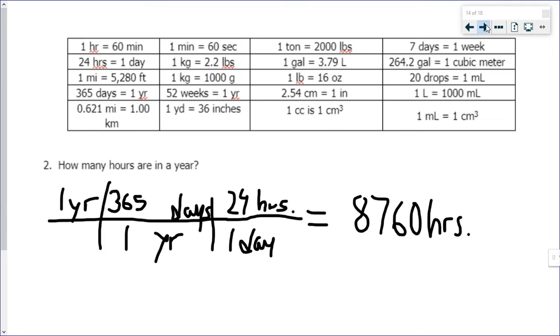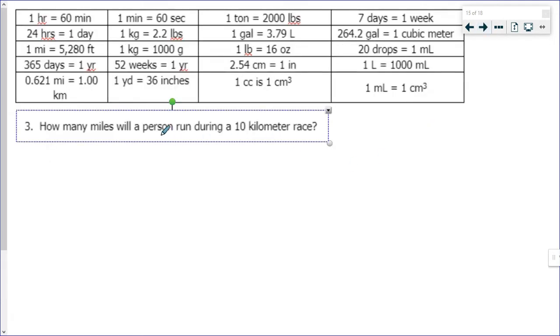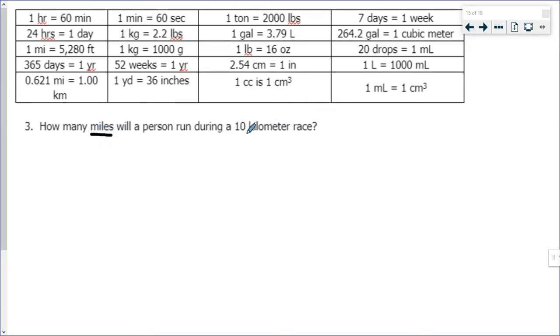All right. So here's another problem that we have. How many miles will a person run in a 10-kilometer race? So I don't give you conversion factors within the metrics, but I would give you this as far as miles and kilometers. So let's see here. We should have a conversion factor up here. Miles and feet. Here we go, miles and kilometers. So we're going to use this conversion factor right here to solve this problem.